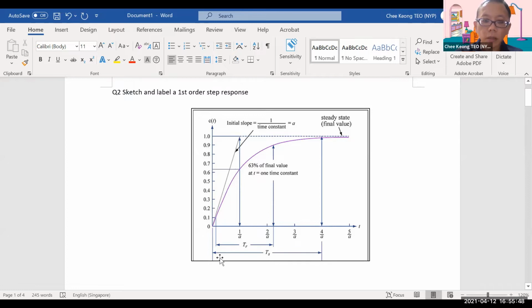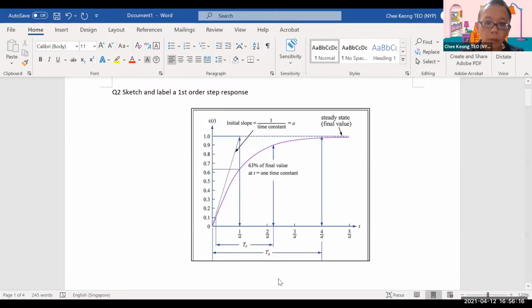TS, which is from 0 to 5 tau. That means 1, 2, 3, 4, 5 times the time constant, right? And of course, the steady state value as well. So these are the few key things of the first order response. As long as you label these few things, then basically this is what is required for the first order system for question 2.